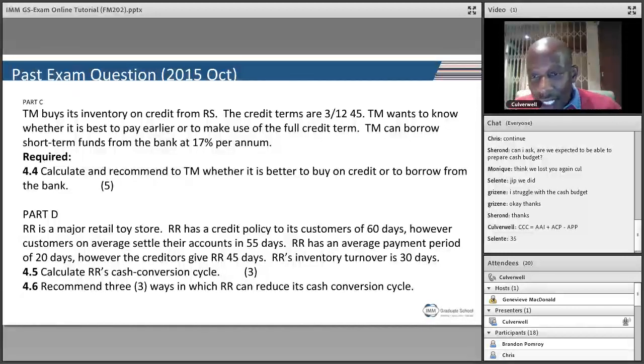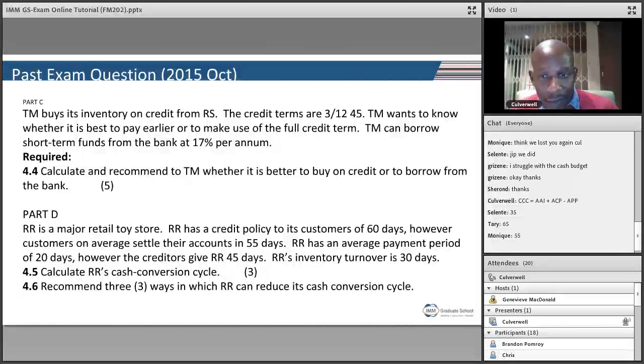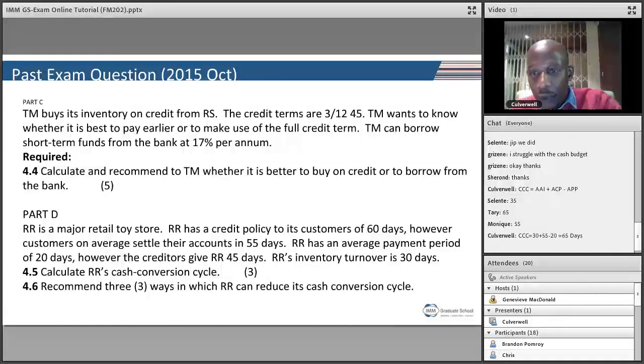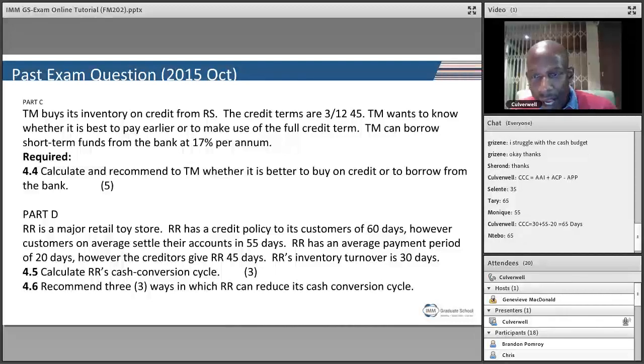Not as such, Celine, it's not 35. I've got Monique typing, Terry and Monique. Terry is right, it's 65. You would have calculated exactly like what I've just done there. Your cash conversion cycle is average age of inventory plus your average collection period minus your average payment period. So in this regard, you are not going to use the credit terms, but rather exactly what was happening.